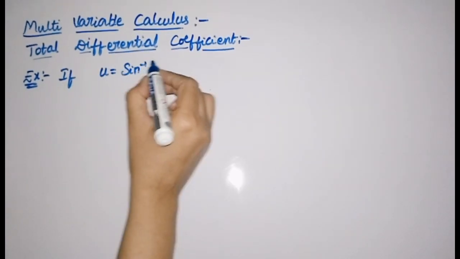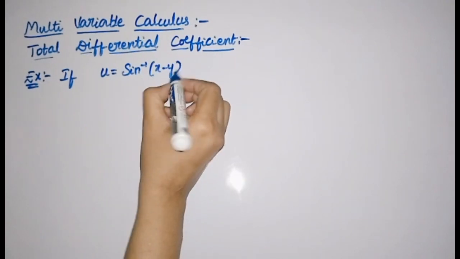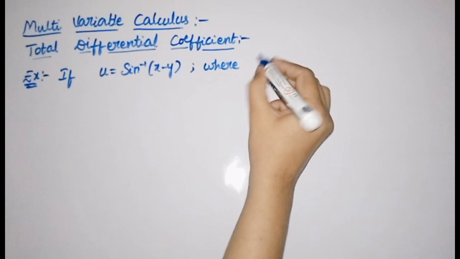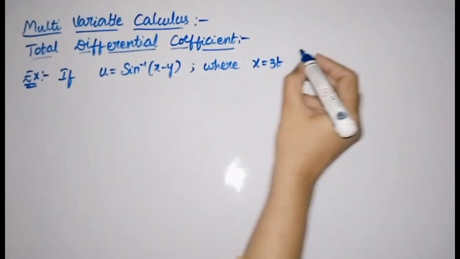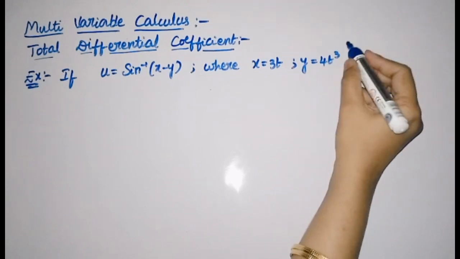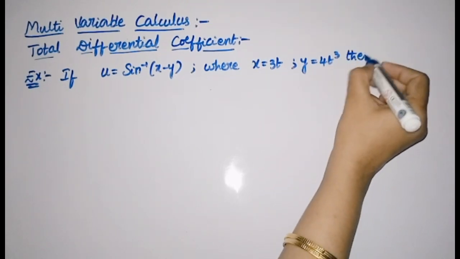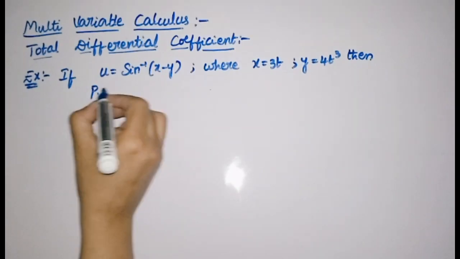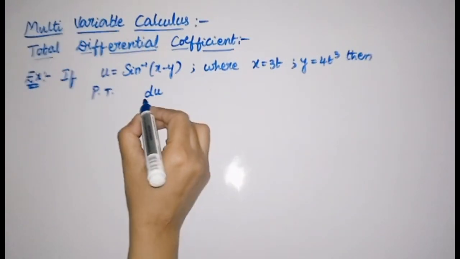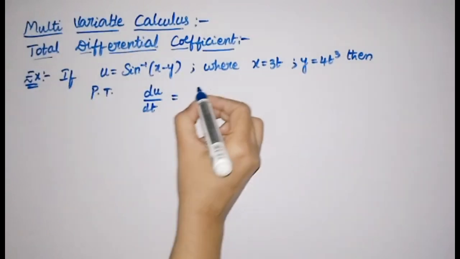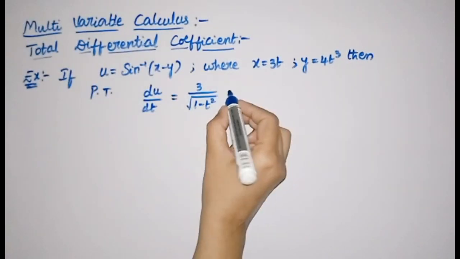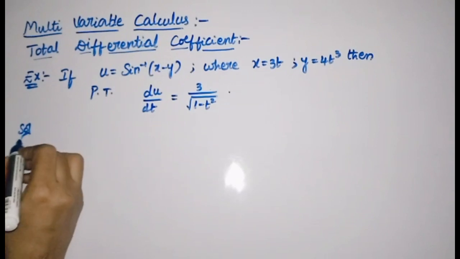If u is equal to sin inverse of x minus y, where x is equal to 3t, y is equal to 4t cube, then prove that du by dt is equal to 3 by square root of 1 minus t square. So now, solution.